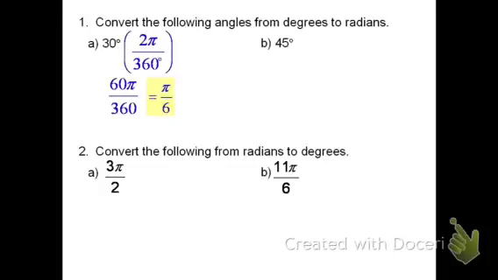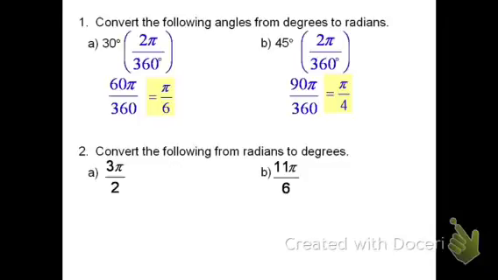Now go ahead and try the 45 degrees. Pause the video. When you're done, resume it, check your answer. Alright, 45 degrees. Again, we want to cancel degrees and end up in radians, so we'll multiply by that 2 pi over 360. 45 times 2 is 90, so we get 90 pi over 360. Reduce the 90 over 360. 90 goes into 360 4 times, so you get pi over 4, or 1/4 pi.